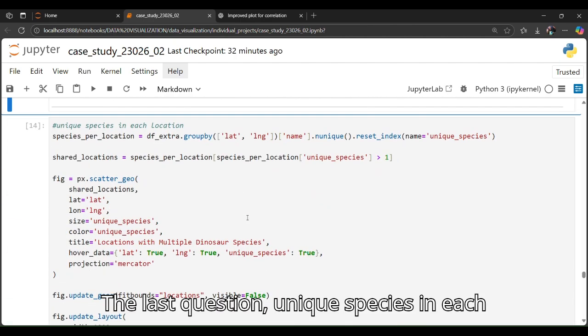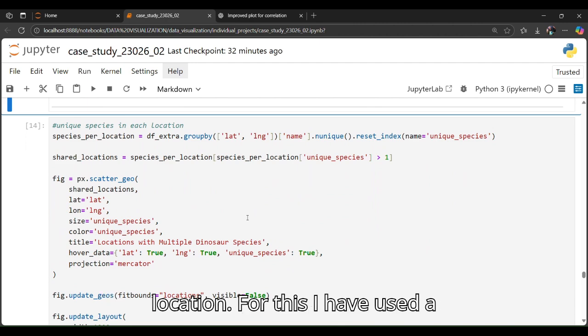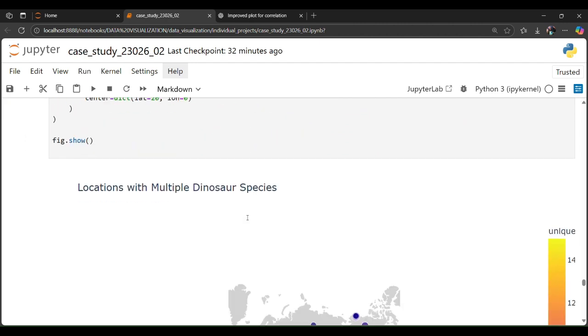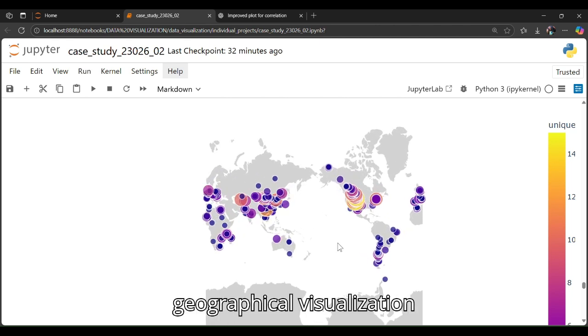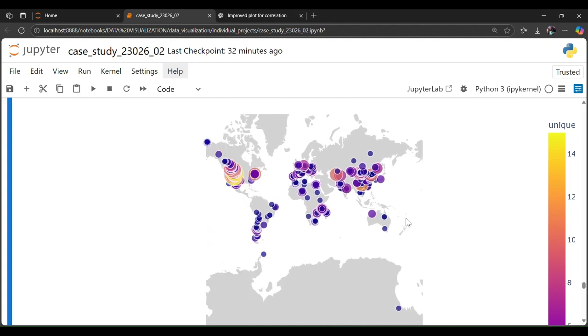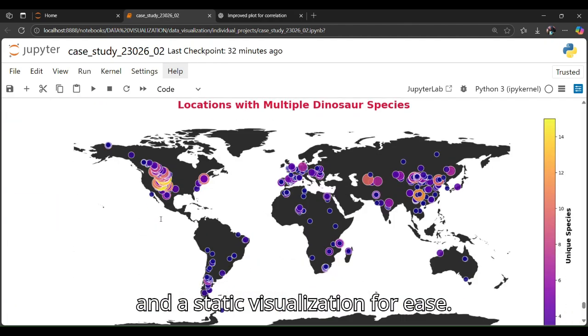The last question: unique species in each location. For this I have used a dynamic geographical visualization and a static visualization for ease.